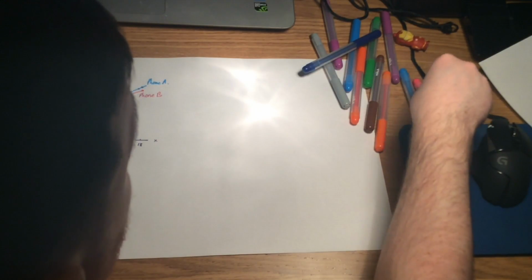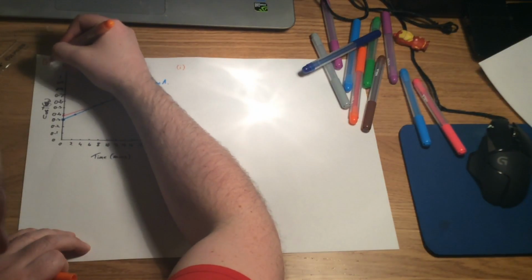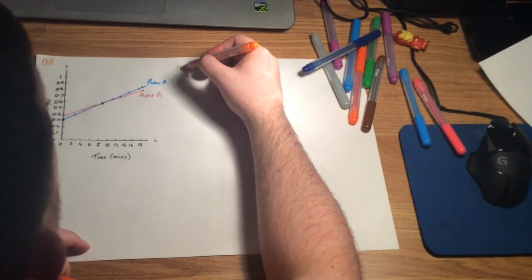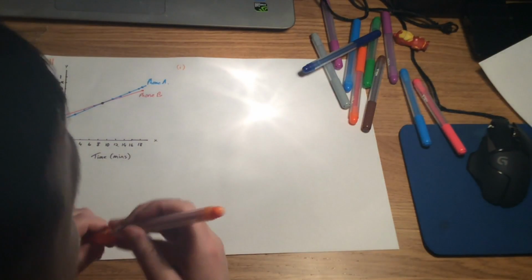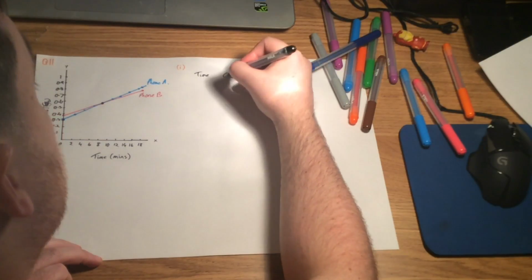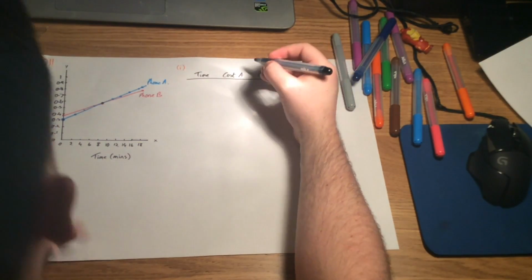Alright, so the first question asked me, so part 1, this is question 11. I can't remember the page, but you should know roughly where it is. Part 1 is to fill out the table. Okay, so we'll do that first. So, time, cost for A and cost for B.